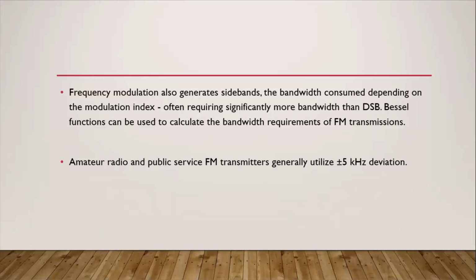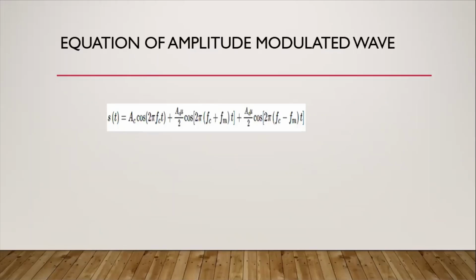Para makalkula natin yung required na bandwidth sa FM transmission, gumagamit tayo ng formula na Bessel functions. Sa amateur radio and public services, FM transmitters are generally utilized. Ang deviation nito is plus and minus 5 kHz. Okay? Plus and minus 5 kHz deviation. Next. Okay, ito na yung mga formula na tatandaan lang natin sa communication or sa modulation encoding technique.